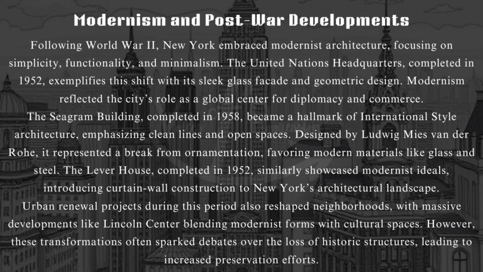The Seagram Building, completed in 1958, became a hallmark of international-style architecture, emphasizing clean lines and open spaces. Designed by Ludwig Mies van der Rohe, it represented a break from ornamentation, favoring modern materials like glass and steel. The Lever House, completed in 1952, similarly showcased modernist ideals, introducing curtain wall construction to New York's architectural landscape.